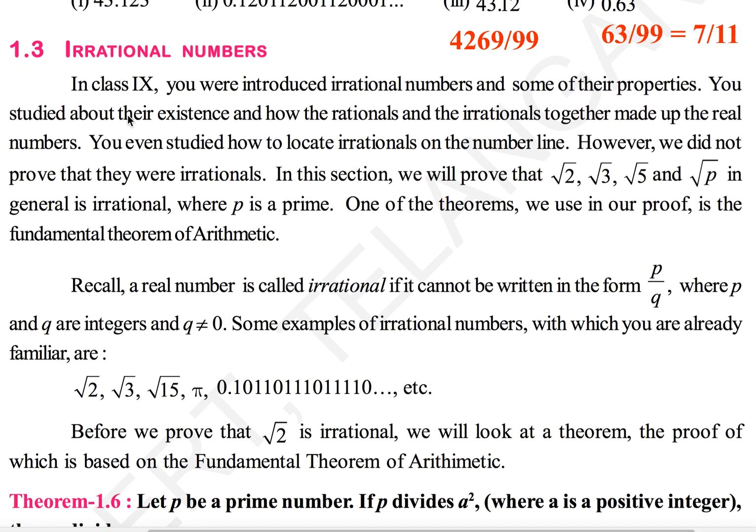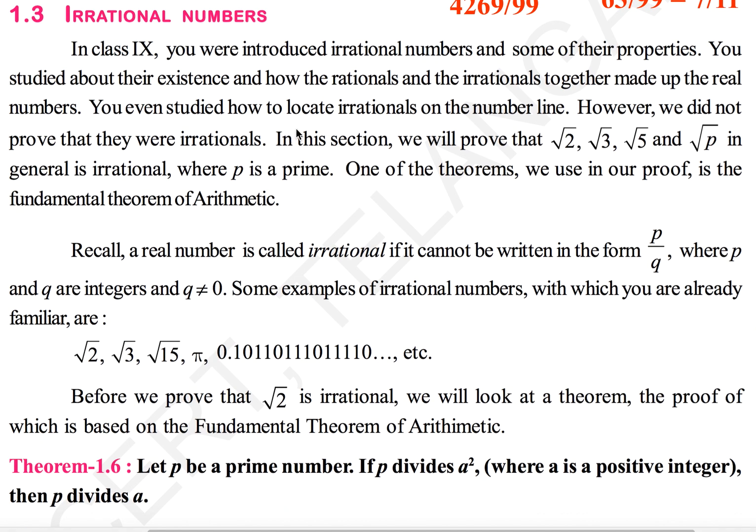1.3 Irrational numbers. In class 9th, you were introduced to irrational numbers and some of their properties. You studied about their existence and how the rationals and the irrationals together made up the real numbers. You even studied how to look at irrational numbers on the number line. However, we did not prove that they were irrational.